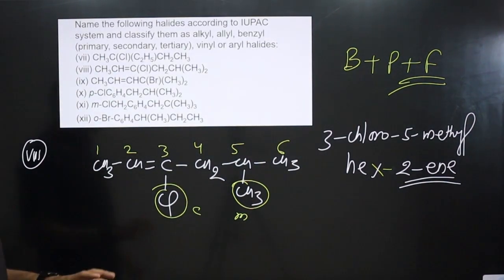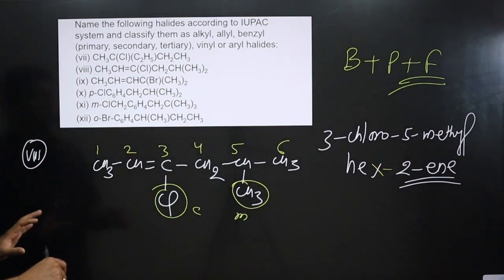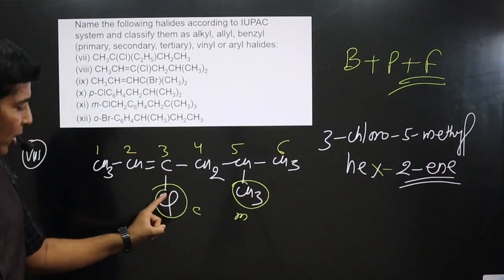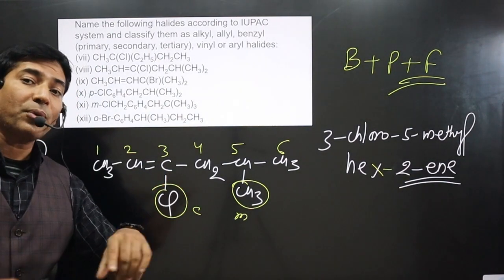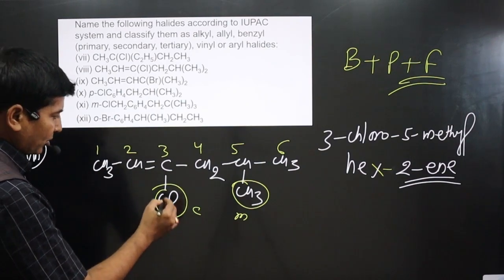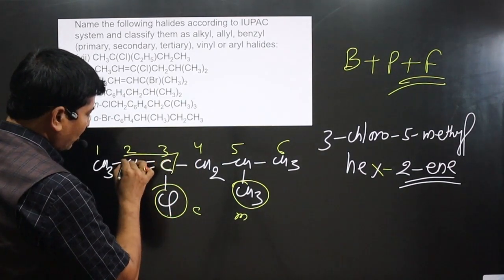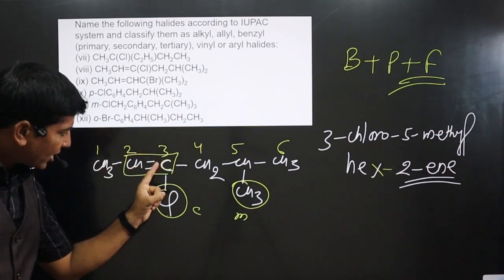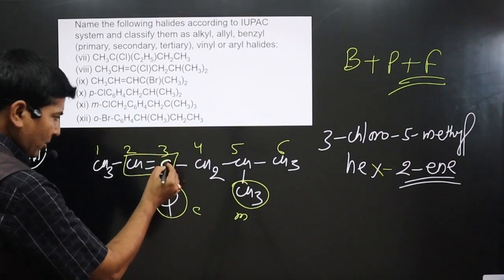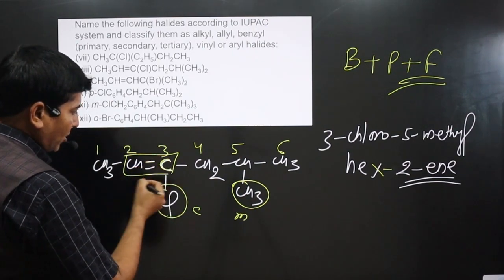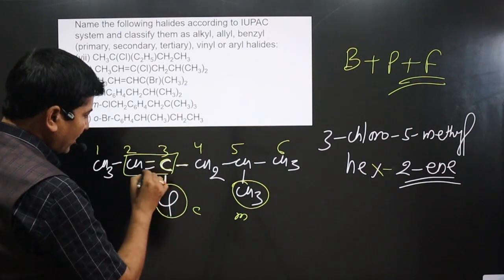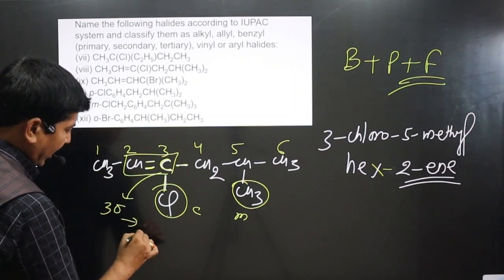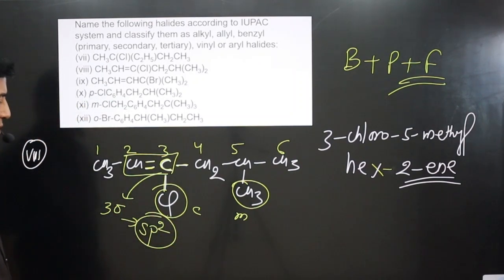Now we can classify. Keep in mind we have a double bond, and you can see the halogen is attached to a carbon which is a part of the double bonded system. If you find the hybridization of this carbon, why this carbon? Because the halogen is attached to it. This carbon forms one sigma bond, another sigma bond, and a pi bond. So it forms 3 sigma bonds, and it is sp2 hybridized.